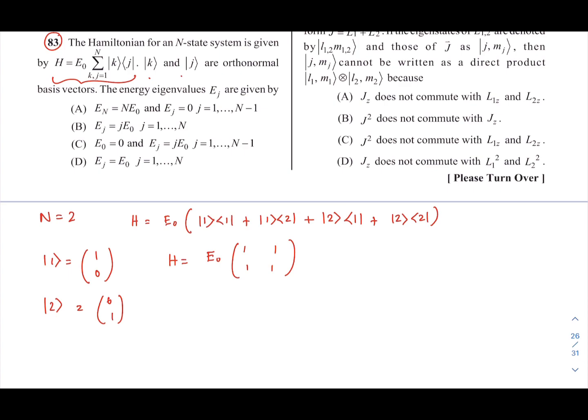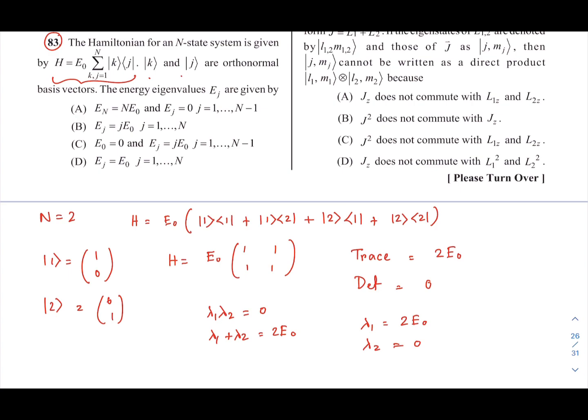To find that, we find the trace of the matrix. The trace is 2 times E naught and the determinant is 0. So if the eigenvalues are lambda 1 and lambda 2, then lambda 1 times lambda 2 is equal to 0 and lambda 1 plus lambda 2 is equal to 2 E naught. Thus we find one of the eigenvalues is lambda 1 equal to 2 E naught and the other one is 0. So let us now match with the options.